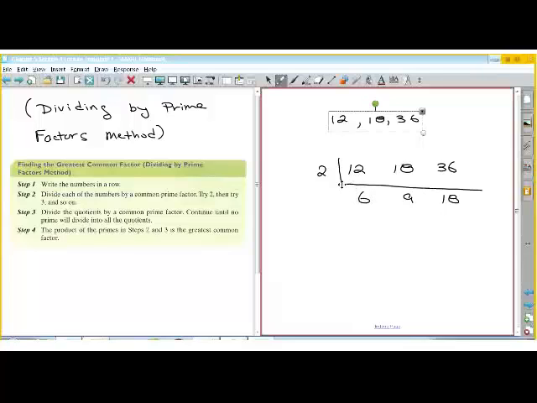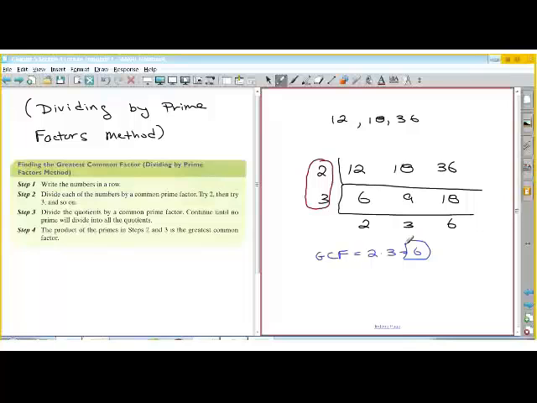So then I go to the next larger prime number, which is 3. And you can divide each one of these by 3. So 6 divided by 3 is 2, 9 divided by 3 is 3, and 18 divided by 3 is 6. Okay, and then you ask the question, can I divide, 2's already been used, 3, I can't divide 2 by 3, so I'm done. There's no common factor, so I just take these 2 numbers. And so the greatest common factor is just 2 times 3, which is 6.